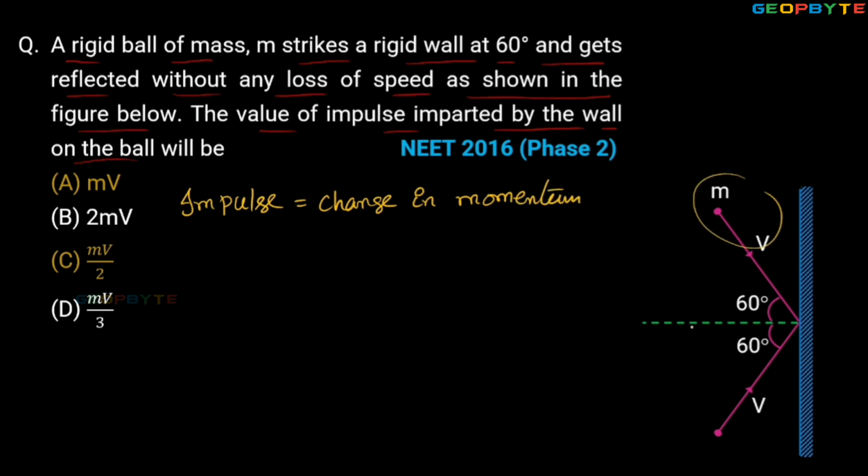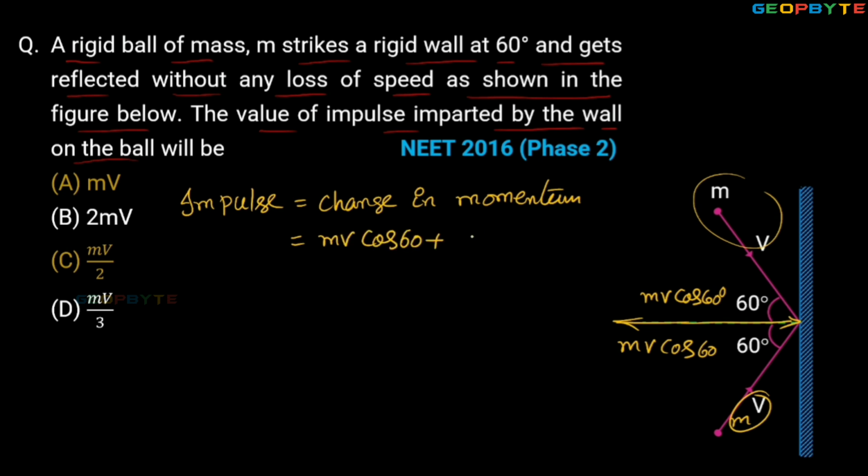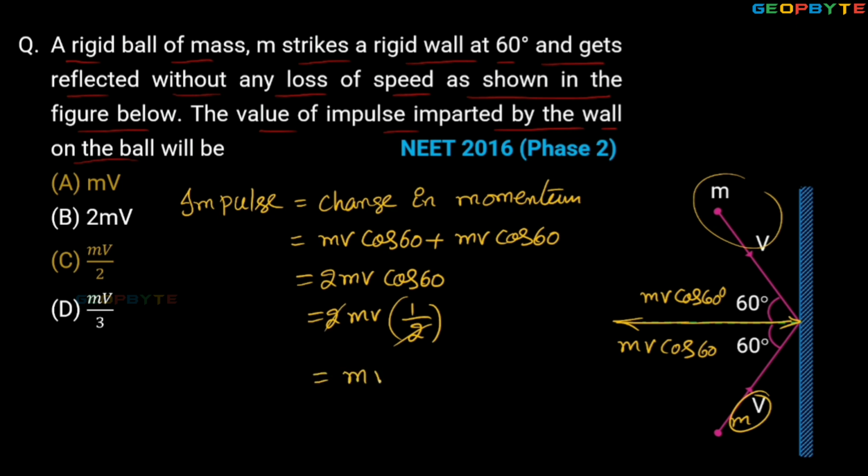This mv is developing a momentum like this with a magnitude mv cos 60 degrees. This mv is developing the momentum in the opposite direction with the same magnitude, mv cos 60. Therefore, change in momentum means mv cos 60 plus mv cos 60. It is equal to 2 mv cos 60, which is 2 mv. What is cos 60? 1 by 2. This 2 cancelled. Finally, impulse equal to mv.